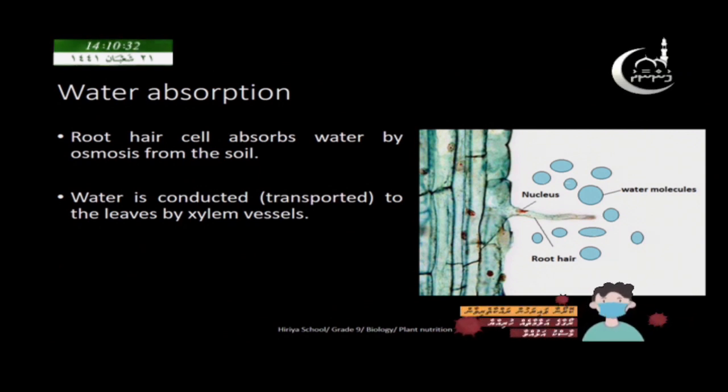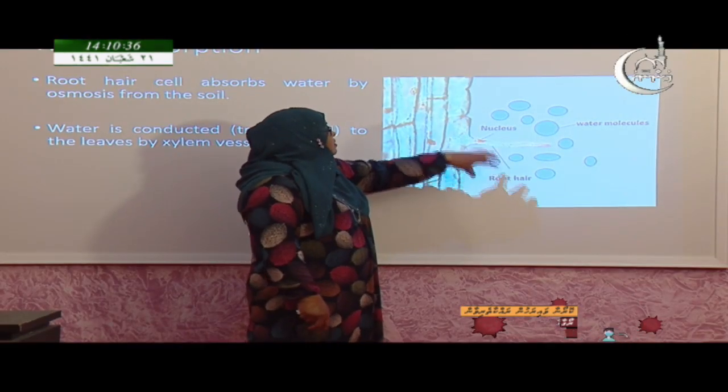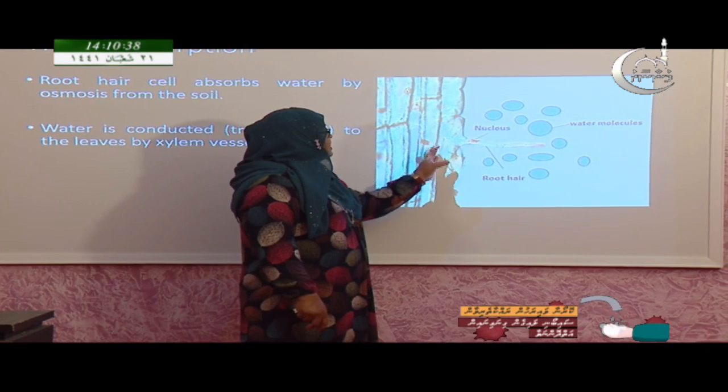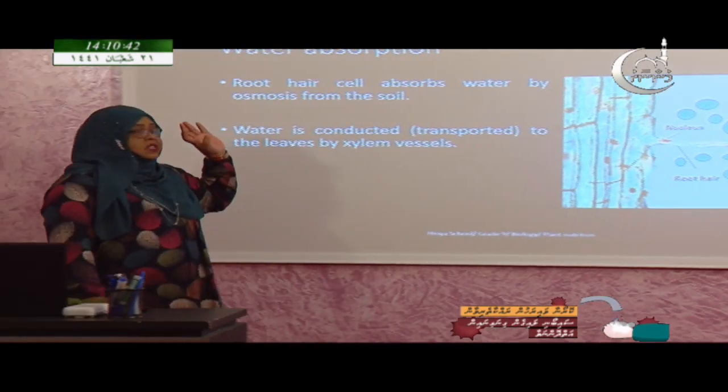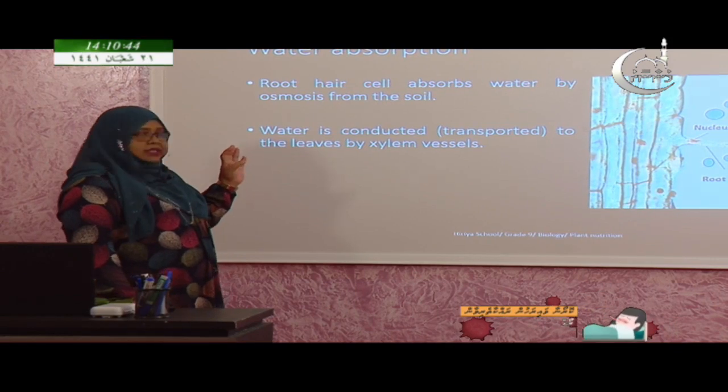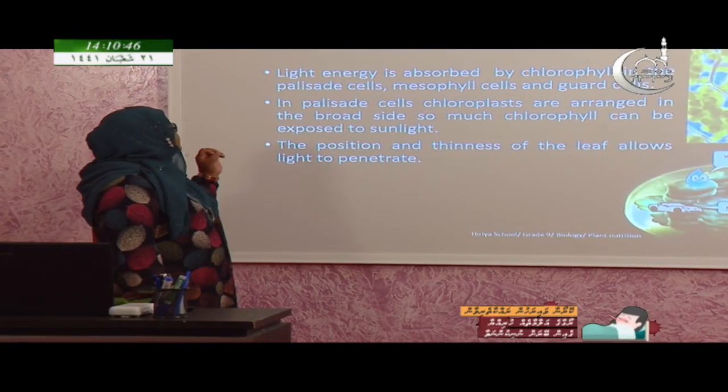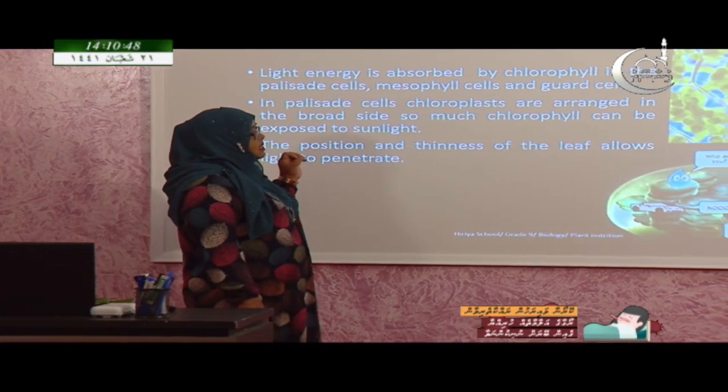So, water molecules move by osmosis, that means from a higher water potential to a low water potential. Once it enters into the root hair cells, the water molecules are moved up to the photosynthetic tissue by the xylem vessels.